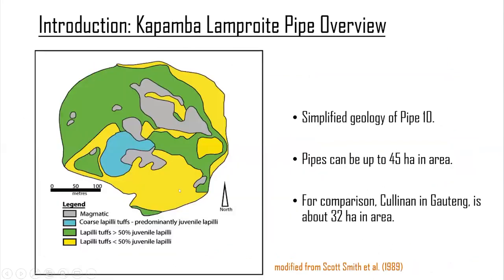A typical pipe at Kapamba would look something like this, with the magmatic material being surrounded by different types of lapilli tuff. The pipes at this lamproite field can extend up to 45 hectares in area, which in comparison is reasonably larger than the largest pipes in South Africa, which is the Cullinan pipe in Gauteng.